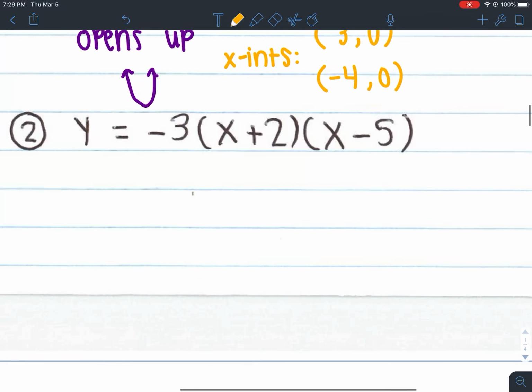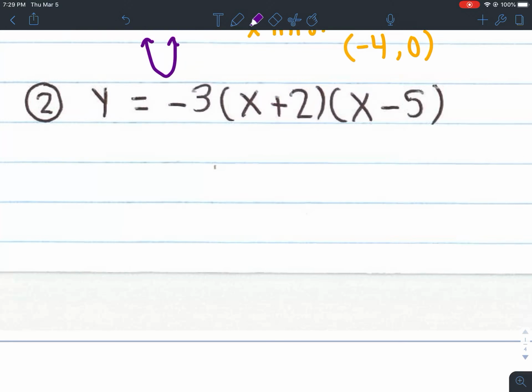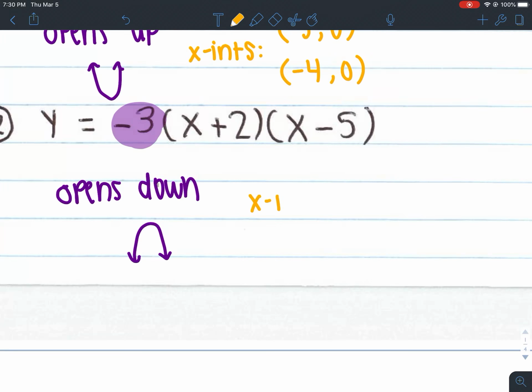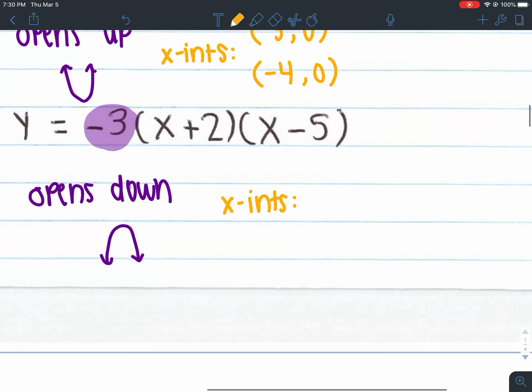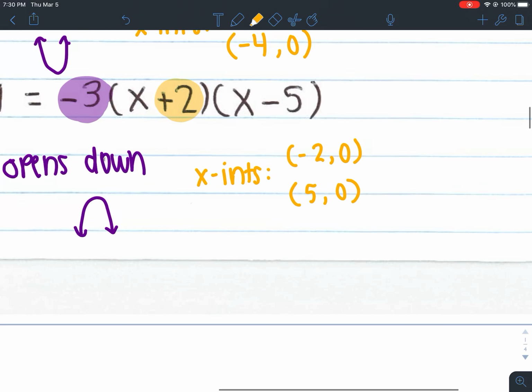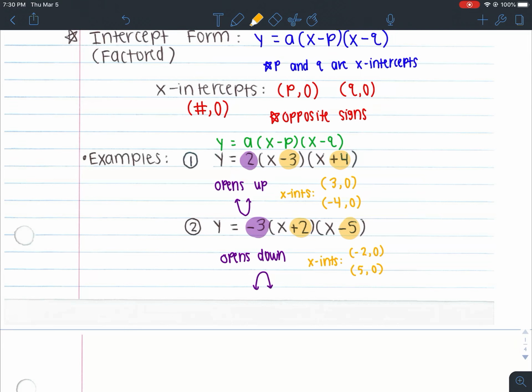Number 2, does this parabola open up or open down? Well, our A value here is negative 3, so it's going to open down because A is negative. Now our x-intercepts here: one of our x-intercepts is going to be negative 2, comma, 0, and the other one's going to be positive 5, comma, 0. Remember, it's opposite signs in the parentheses. So you want to be very careful: when you put them in the parentheses, you put opposite signs, and then when you take them out, they're opposite signs.